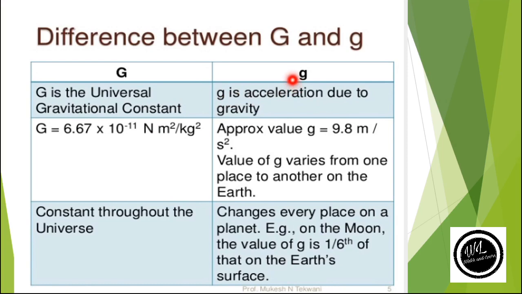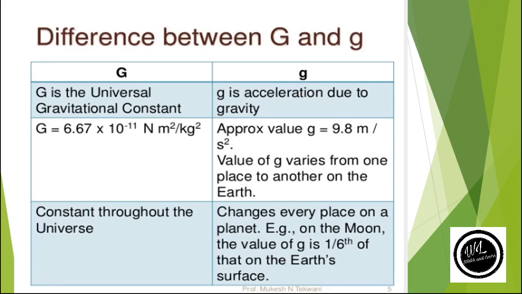Now what about small g? We have learned about it in the concept of acceleration due to gravity by Galileo, that g is the acceleration due to gravity. Its value is 9.8 meters per second square, or approximately 10 meters per second square. Its value varies from one place to another. As we move away from the earth, its value will decrease, and if we move closer to the earth, the value of acceleration due to gravity will increase.